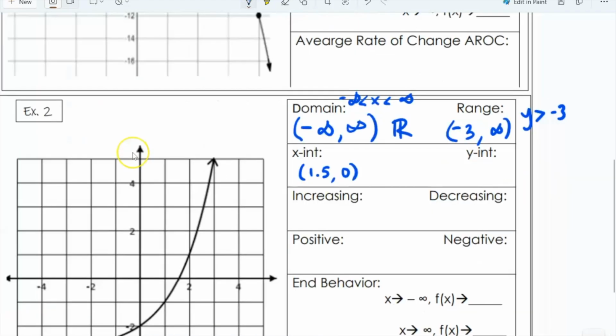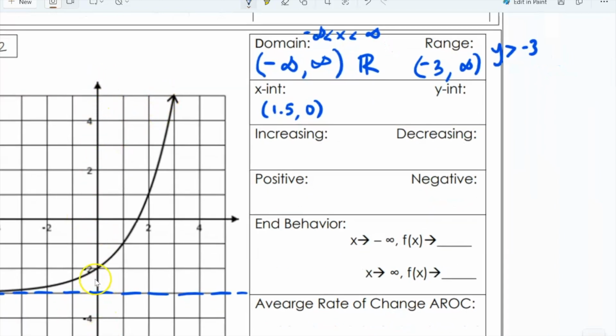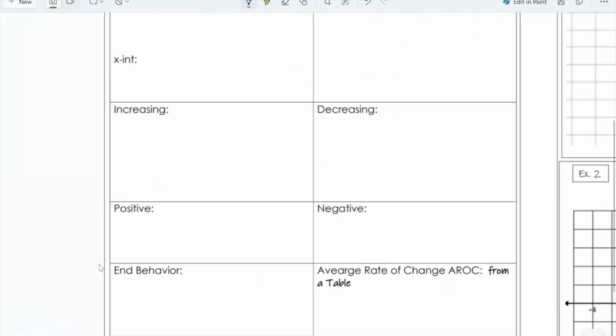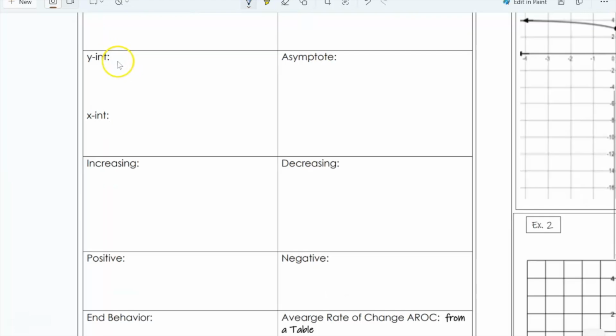All right, for the y-intercept, where does it cross the y-axis? So here's the y-axis. The y-axis, it crosses at -2. So again, x and then y, so 0, -2. Once again, in your notes, please go and write notes to yourself. Okay, how do you know what the y-intercept is?